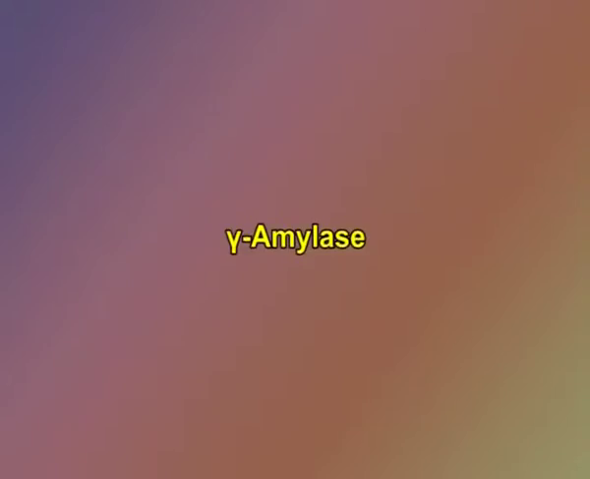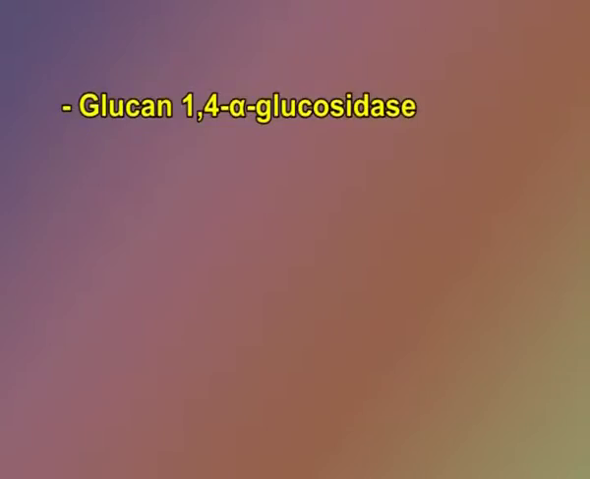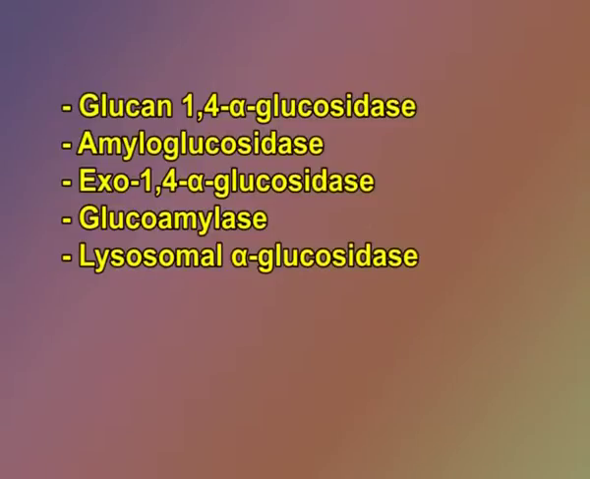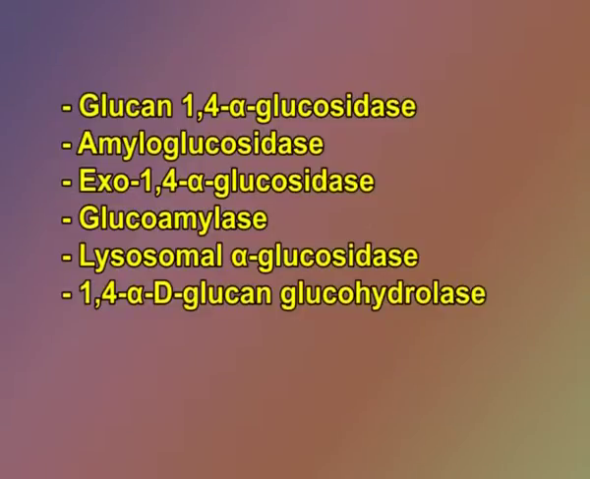Now coming on to gamma amylase. Gamma amylase, its alternative names are glucan 1,4-alpha glucosidase, amyloglucosidase, exo 1,4-alpha glucosidase, glucoamylase, lysosomal alpha glucosidase, 1,4-alpha D-glucan glucohydrolase, etc. It will cleave alpha 1,6 glycosidic linkages as well as the last alpha 1,4 glycosidic linkages at the non-reducing end of amylose and amylopectin, yielding glucose.